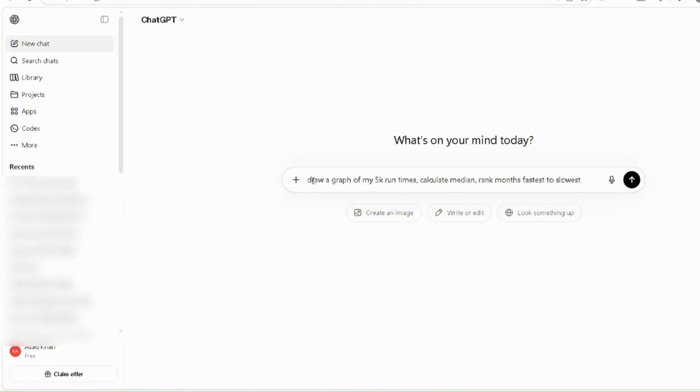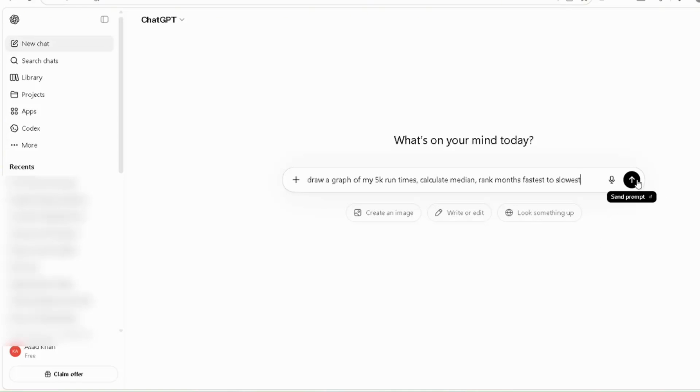So if you just start analyzing this prompt, it says draw a graph of my 5k run times. You also need ChatGPT to calculate the median, rank months from fastest to slowest. So as you can see, everything is in one single prompt. And we discussed that this would not help.